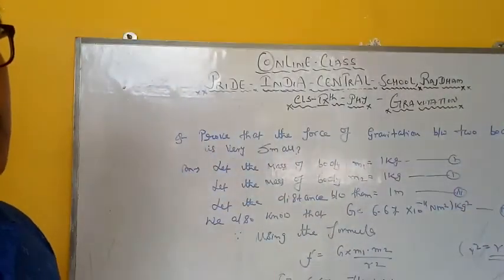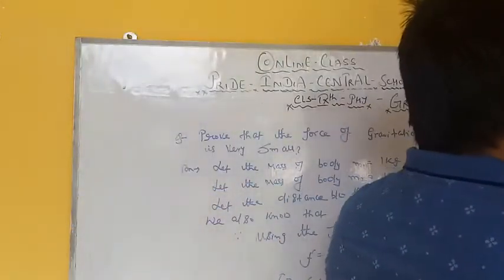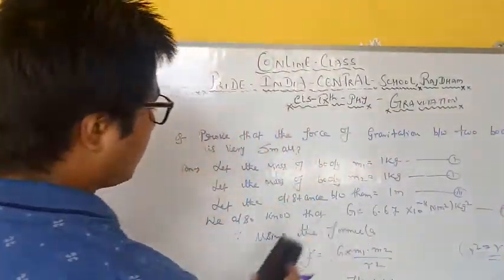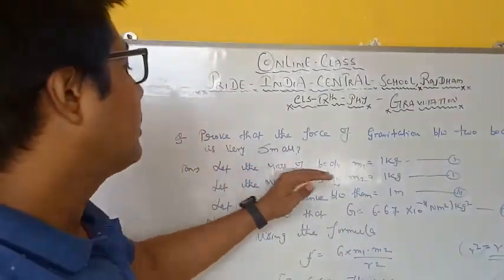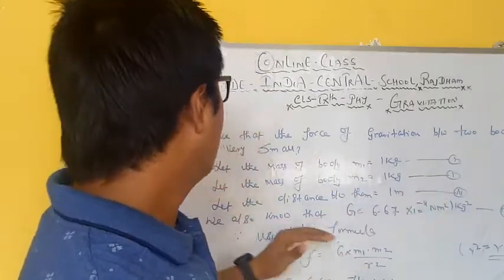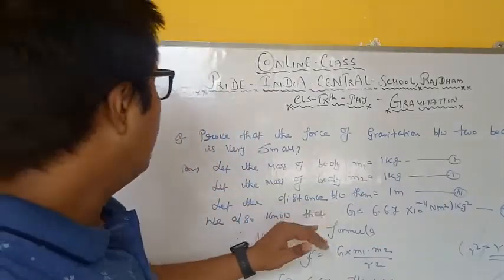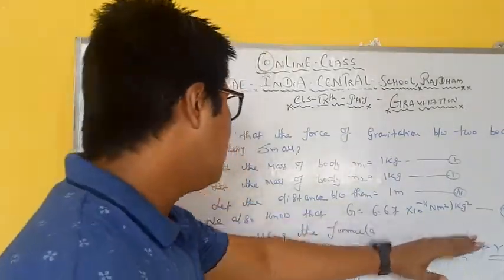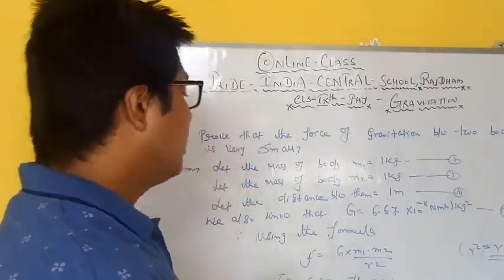I think up to this it might be very much clear to you all. Prove that the force of gravitation between two bodies is very small. Let the mass of body m1 be 1 kg, the mass of body m2 be 1 kg, and the distance between them be 1 meter. We also know that this is the value of G. So, using the formula F is equal to G into m1 into m2 divided by r square, F is this much.